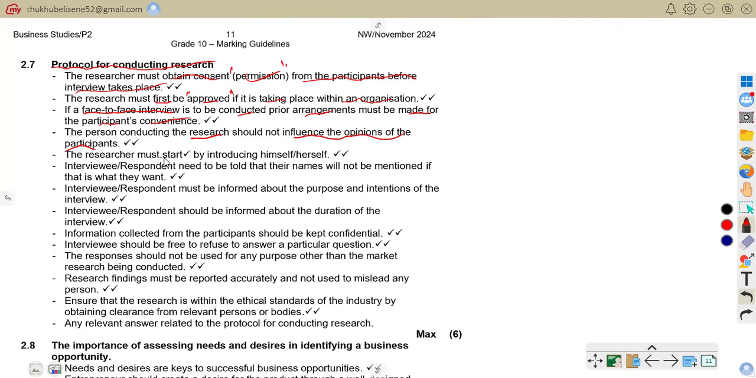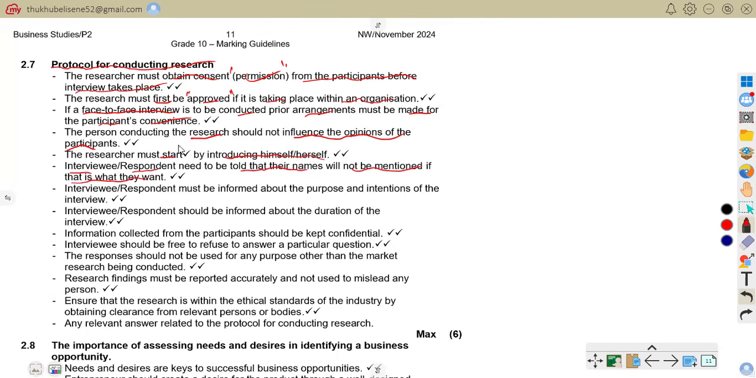The researcher must start by introducing himself: your name, your educational background, where you come from, and your profile as a researcher. Interview respondents need to be told that their names will not be mentioned if that is what they want.